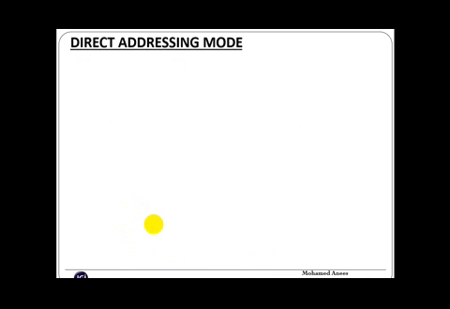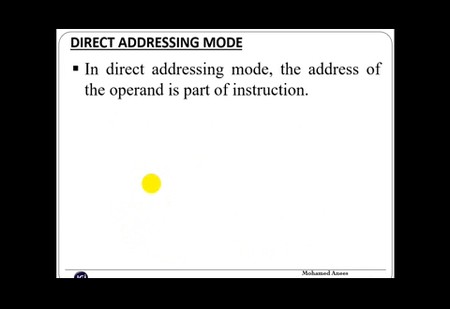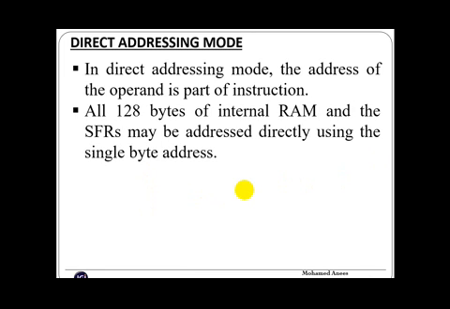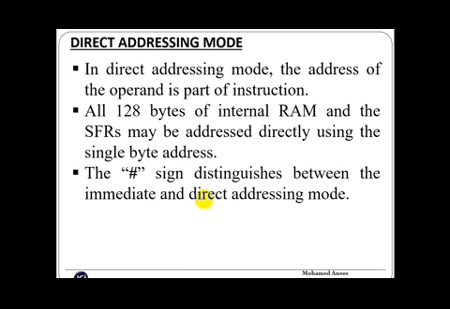The third addressing mode is a direct addressing mode. In direct addressing mode, the address of the operand, that is the RAM location, 128 bytes of the RAM location, is part of the instruction. All 128 bytes of internal RAM may be used as an address. How do you differentiate between immediate data and direct? So that pound sign distinguishes between the immediate and direct addressing mode.